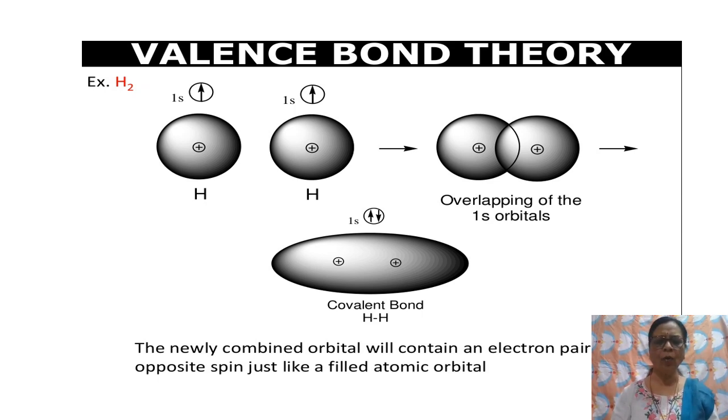Now, a covalent bond can be defined as a bond which is formed due to equal sharing of electrons between the two combining atoms. This is the H2 molecule that is formed.